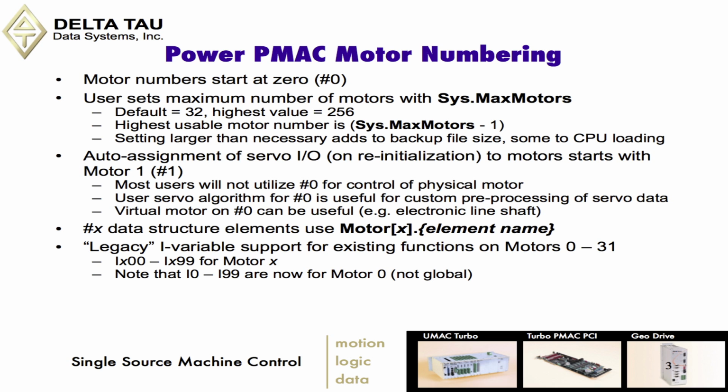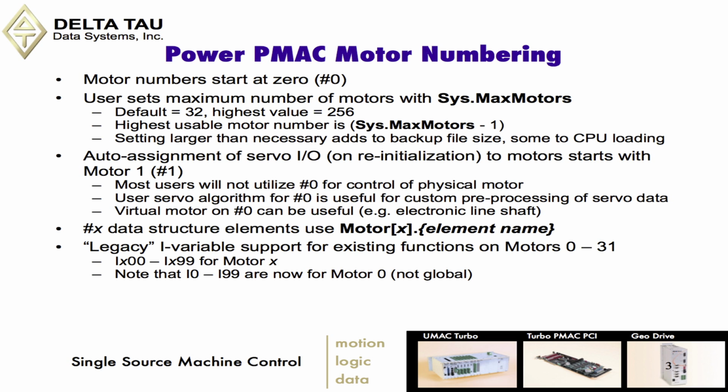Motor numbers start at 0. The maximum number of motors is set by Sys.MaxMotors. The default is set to 32. The highest you can set that to currently in firmware is 256. So current Power PMAC firmware is capable of controlling 256 motors.